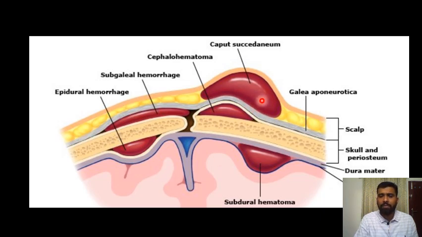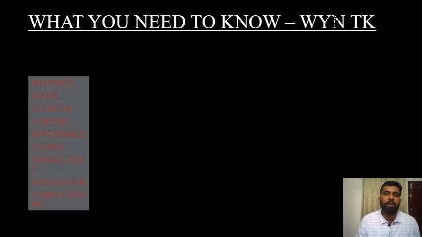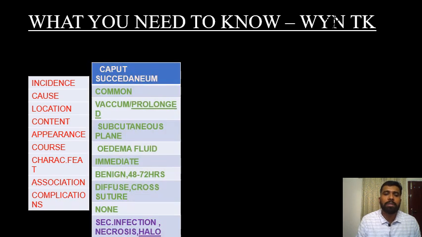As you can see from the figure, it happens in the subcutaneous plane, and then there is cephalohematoma, which is actually very important. And the cephalohematoma, it actually happens within the periosteum. Okay, and then there is subgaleal hemorrhage, which happens between the scalp aponeurosis and the periosteum. What do you need to know for NEET PG? Okay, first thing you have to learn is caput succedaneum.